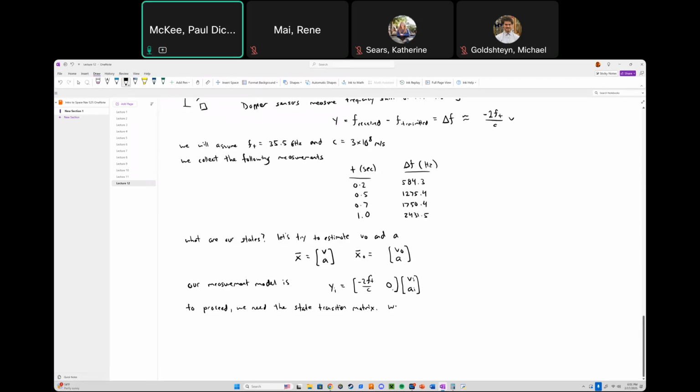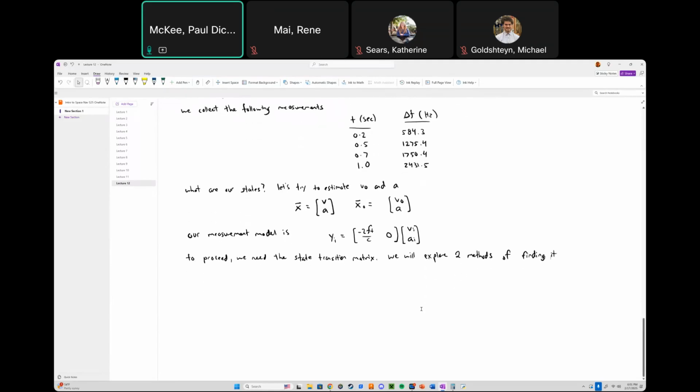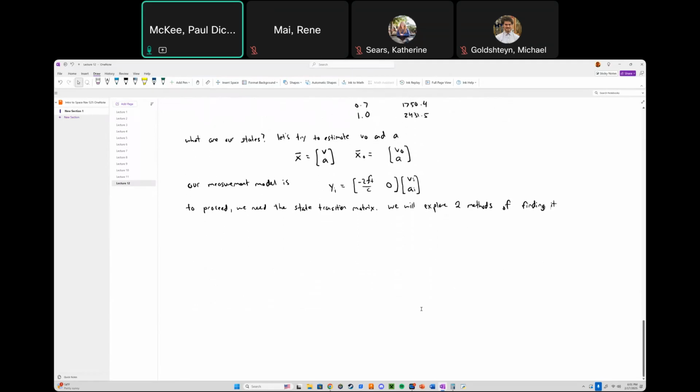We will explore two methods of either one would do, but I like to give both of these just to be thorough. Depending on whatever future problems you might be solving, one of these methods might be more simple or the other one might be more simple. So this is the state transition matrix method 1.